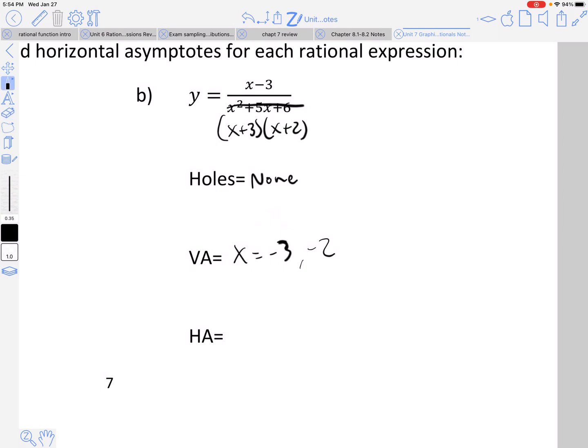Okay, now looking at our horizontal asymptote. We're going to look at our m and at our n. Now you can memorize that up there, but our m is 1 and our n is 2, looking at that, right?